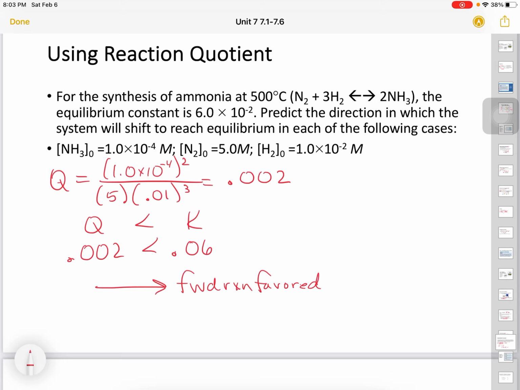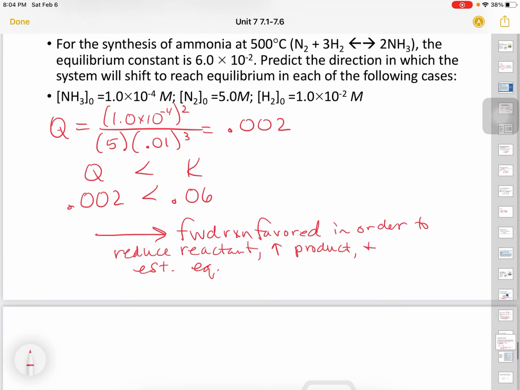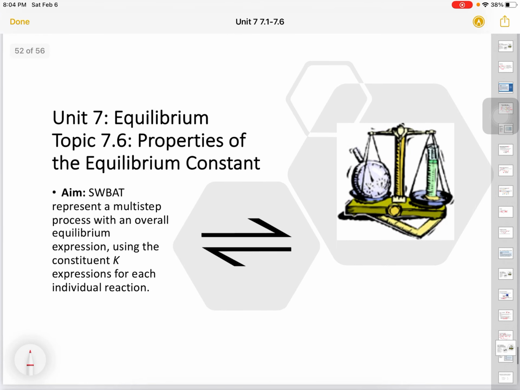Boo. So forward reaction is favored in order to reduce reactant, increase product, and establish equilibrium. So those are your three. So that's 7.5, just understanding how to compare Q and K. The last section here is super quick. This is what we're going to look at: what you do to K if you manipulate an equation in some way. And this is just 3 quick examples.